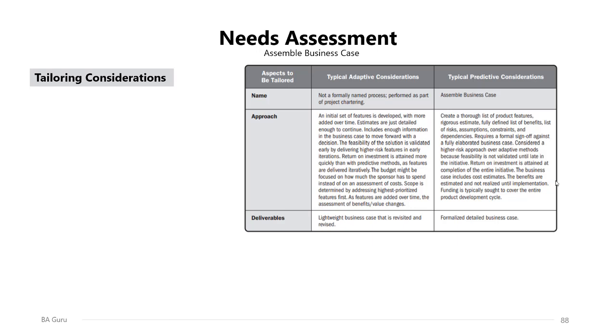In a predictive environment, it is named the assemble business case process. It creates a thorough list of product features, rigorous estimates, a fully defined list of benefits, and a list of risks, assumptions, constraints, and dependencies, and requires a formal sign-off against a fully elaborated business case. Consider this the higher risk approach compared to adaptive methods because feasibility is not validated until late in the initiative. Return on investment is attained at completion of the entire initiative, and the business case includes cost estimates. The benefits are estimated and not realized until implementation, and funding is typically sought to cover the entire product development life cycle. The deliverable will be a formal document, a formalized detailed business case.